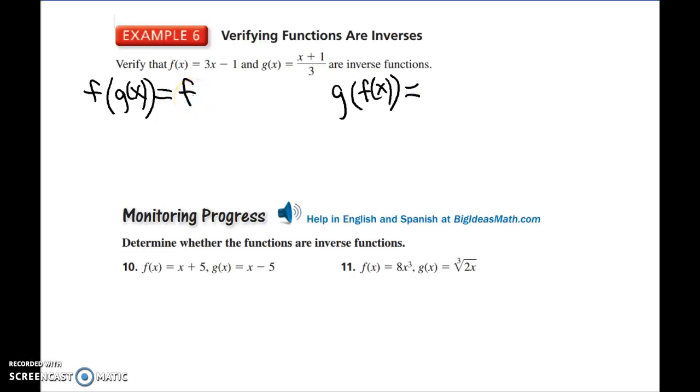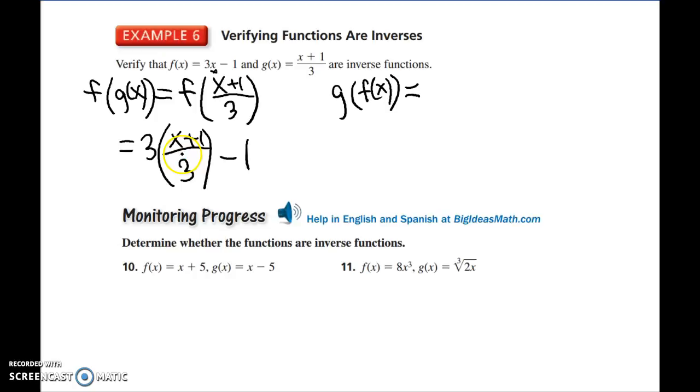So to do the first one, I need to do f of my function g, which is x plus 1 over 3. So that means plug in or substitute in x plus 1 over 3 in place of the x in the f function. So I'm going to get 3 parentheses x plus 1 over 3 minus 1. These 3's will cancel out, and I'm left with x plus 1 minus 1. What does that equal? Yeah, it's just x. So that looks good.